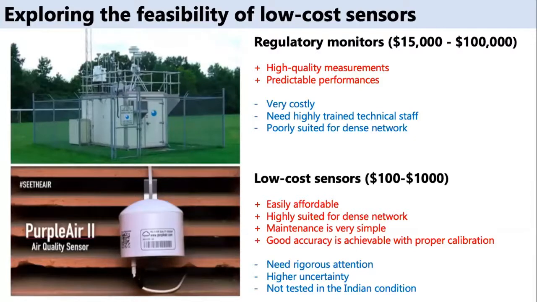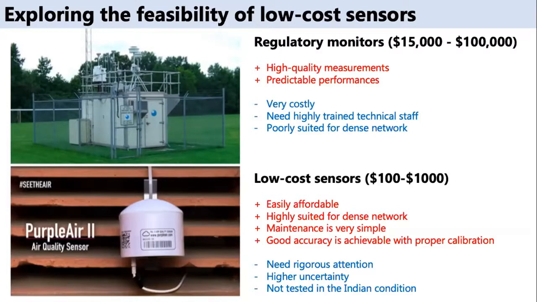If you see a comparison between the regulatory monitors and low-cost sensors, typically a regulatory monitor costs around $15,000 to $100,000. The plus side is that obviously they provide very high quality measurements. Their performance is quite predictable. However, first of all, they are very costly. So you cannot really plan a dense network with these high-cost regulatory monitors. At the same time, they also need highly trained technical staff to maintain them. In India, that's a very big question, because we do not have that kind of technical resource available with us.